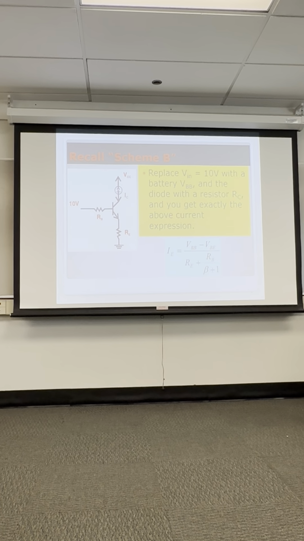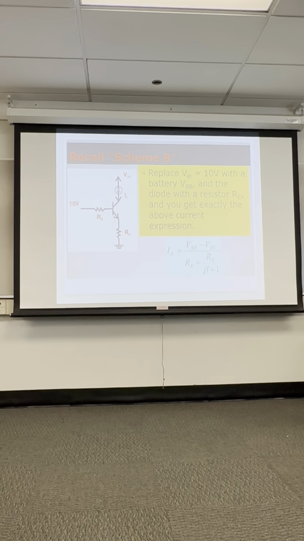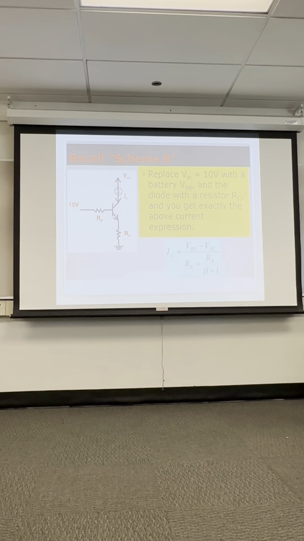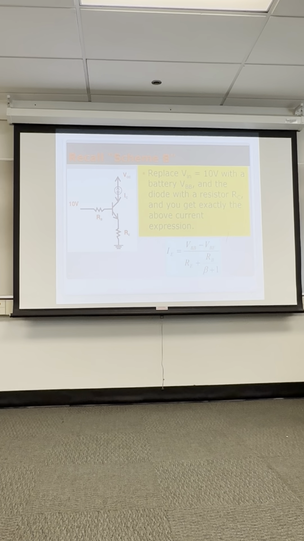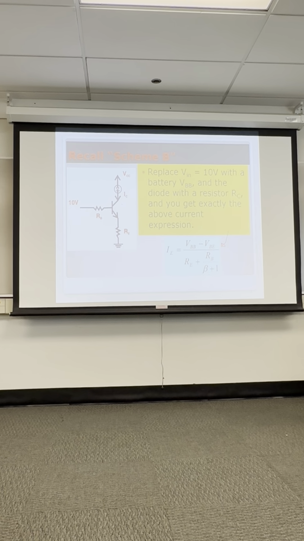And here, if we make V equal 10 volts with a battery V sub BB, a diode with a resistor R sub C, we came across this equation earlier, and we were reviewing current driving. We came up with this equation, and we indicated that we'll meet this equation again once we get into the gain of the amplifier. So this is the same equation from this earlier current driver for an LED circuit.